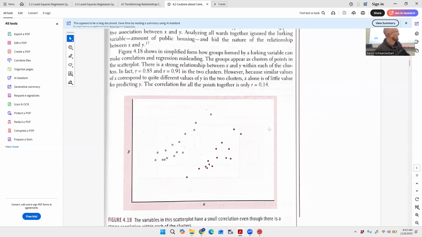Can you just put the line right in between them? You'd probably get something almost flat. If you're including all the points, you'd get something about like that, as seen by the R value of 0.14. If you separate them, you get these two R values.